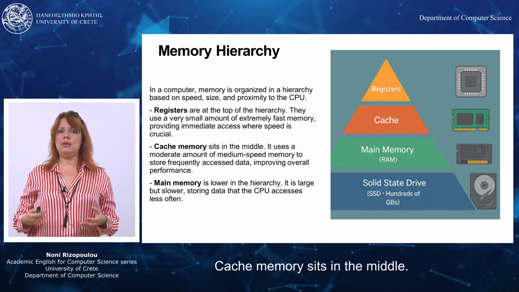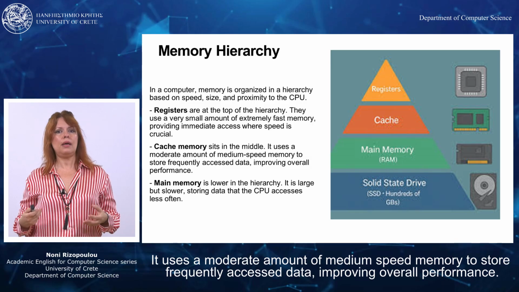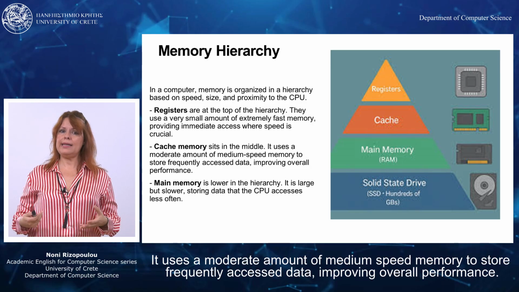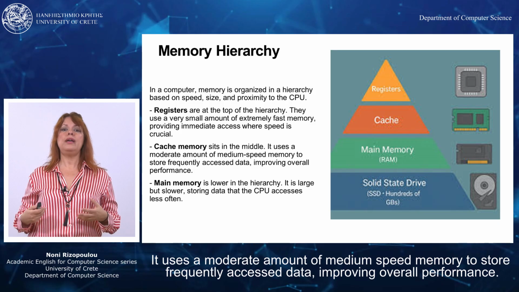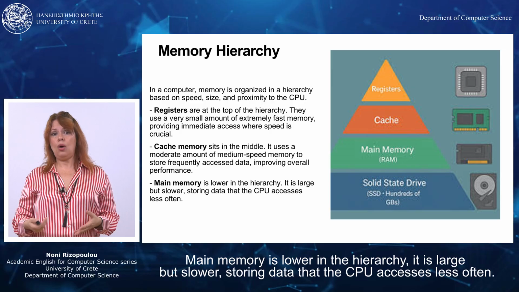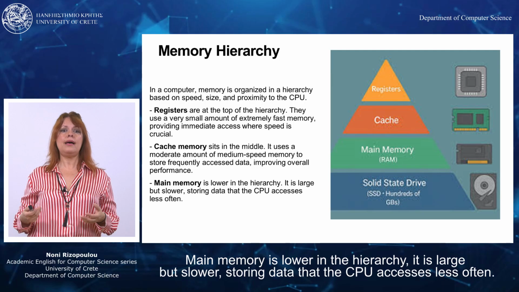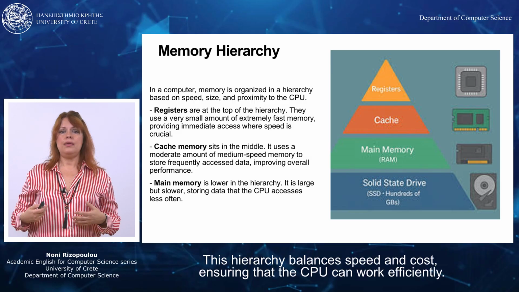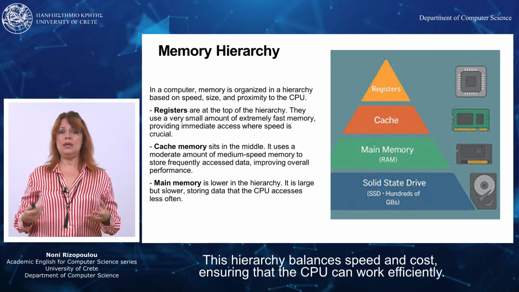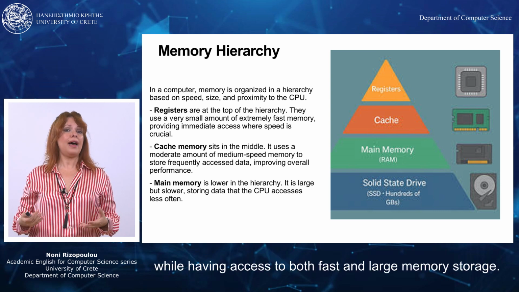Cache memory sits in the middle. It uses a moderate amount of medium speed memory to store frequently accessed data, improving overall performance. Main memory is lower in the hierarchy. It is large but slower, storing data that the CPU accesses less often. This hierarchy balances speed and cost, ensuring that the CPU can work efficiently while having access to both fast and large memory storage.